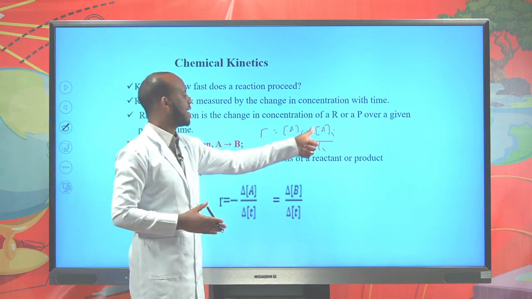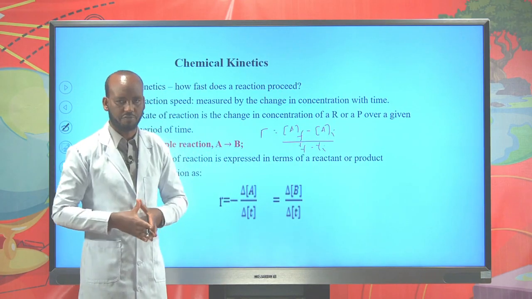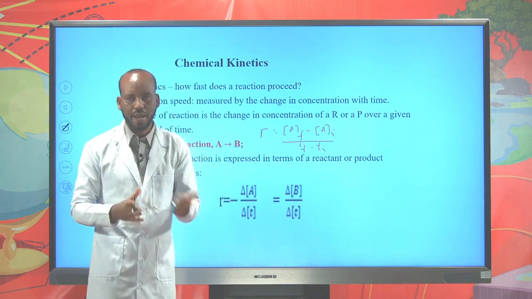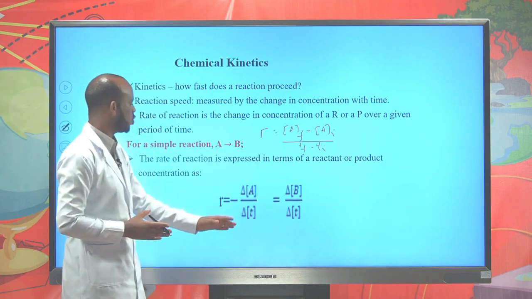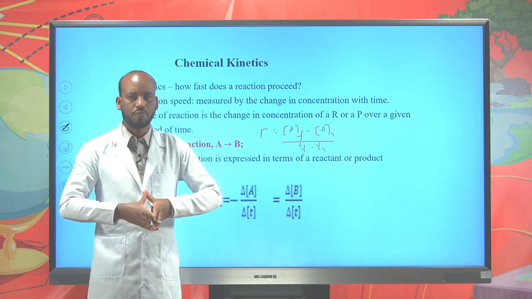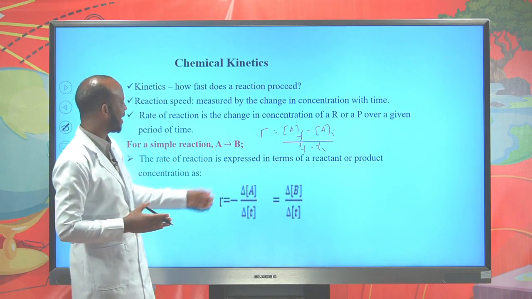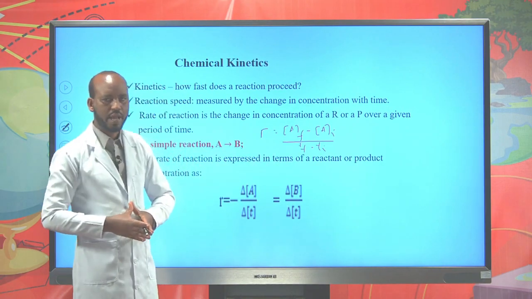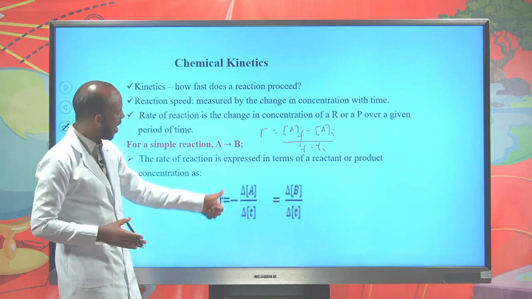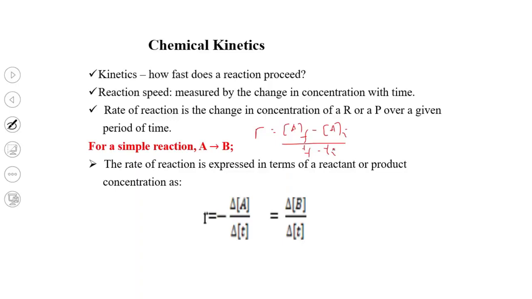Now, A final minus A initial is negative, but rates cannot be negative. In order to make it positive, we introduce a negative sign here. Therefore, when rate is expressed in terms of concentration of a reactant, a negative sign is used. Now, rate equals minus change in concentration of A divided by change in time, equals, in terms of product, change in concentration of product divided by change in time.